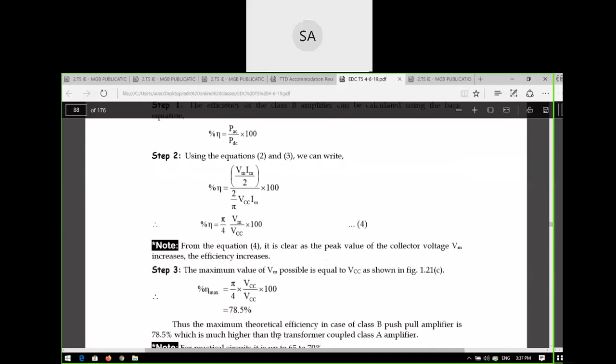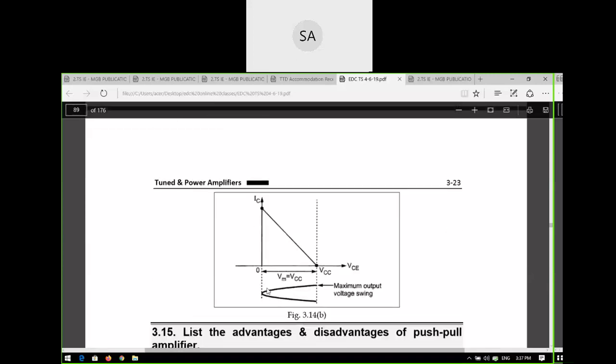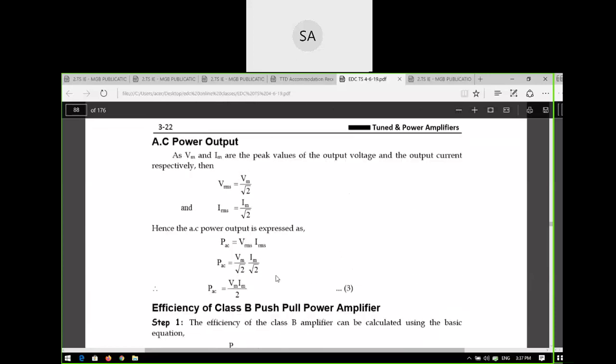So what is pi by 4? It is 0.785 actually, into 100 means it will be 78.5. This is the value. What is the value of eta? It is the maximum efficiency, eta max, when VM is equal to VCC. Whenever VM equals VCC, you will have a maximum efficiency of 78.5 percent. Is it clear? Is it clear or not?